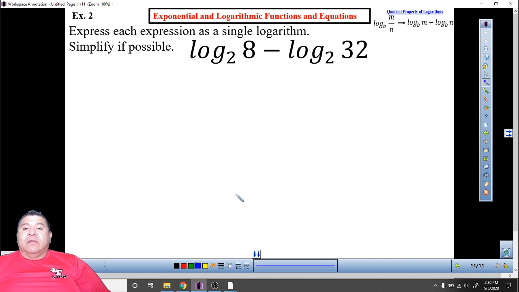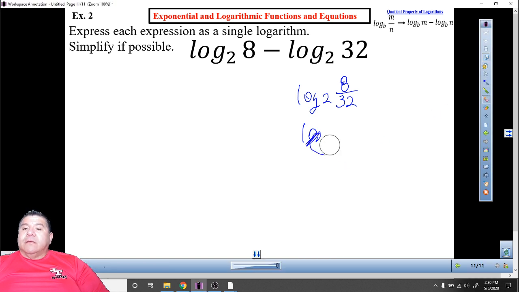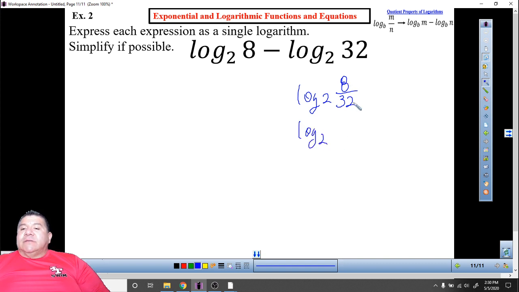So I'm going to start with blue. What do you guys notice? Do we have the same base? Yeah, so I write log 2. But now that we have subtraction, what happens to the given number? That's right, we divide. 8 divided by 32. So before we get started at that point, let's see if we can simplify to lowest terms. Log 2 of 8 over 32. Can we divide top and bottom by 8 to simplify to lowest terms? Let's see. Yes. So this becomes 1/4.